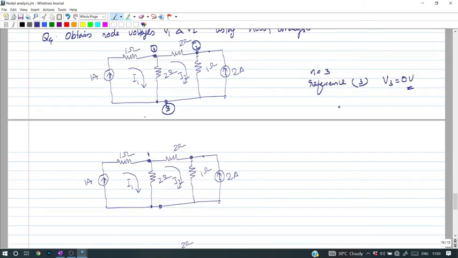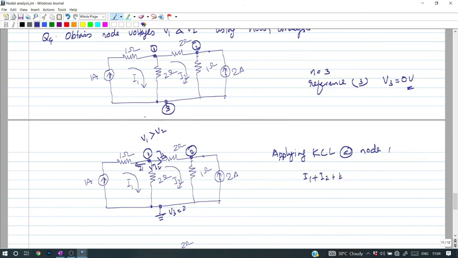Now, the next step is we need to take node 1, and we are assuming that node 1 voltage V1 is greater than V2. So this is node 2. So this potential is 0, V3 is 0. And as we are assuming V1 is greater than V2, all currents are leaving from this node. Say this is I1, this is I2, and this is I3. After applying KCL at node 1, the equation becomes I1 plus I2 plus I3 is equal to 0. Why? Because all leaving currents are assumed to be positive currents.